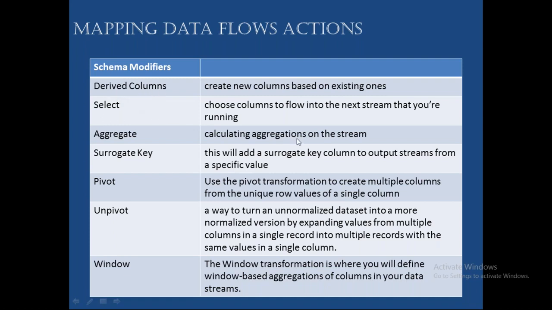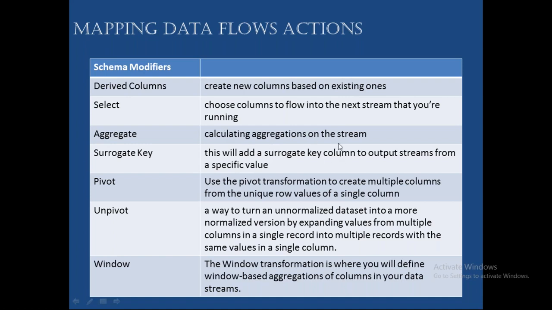Select, as I mentioned, chooses the columns to flow into the next stream. So what columns you want to pass to the next activity. Whatever columns you don't require, don't select, because those are not useful, right? That's how we do it in real time. In real time, we will get some 100 or 200 columns in a table, but we don't need all those columns, we need only 10 columns. So we are going to select only the required 10 columns.